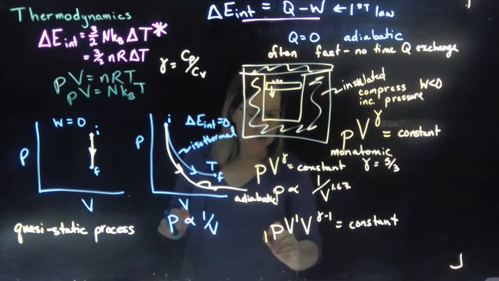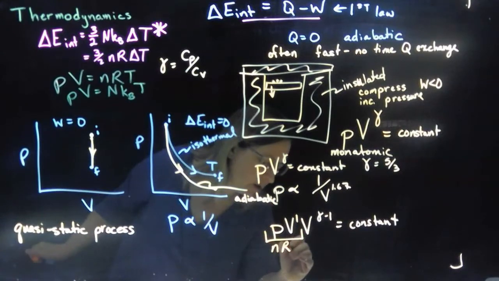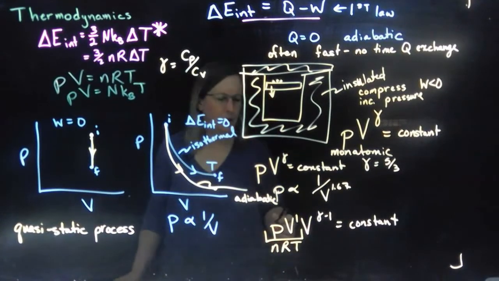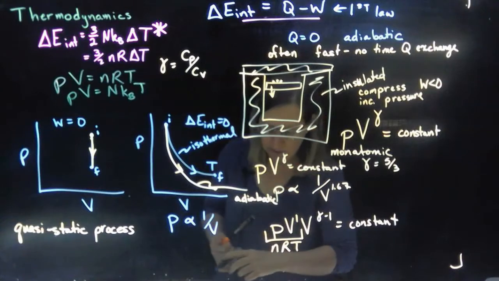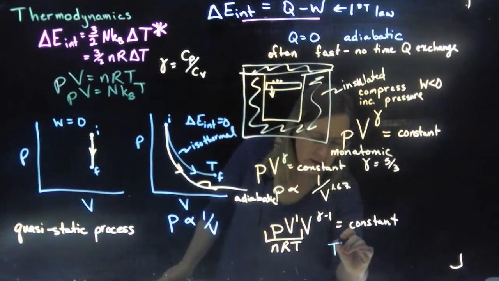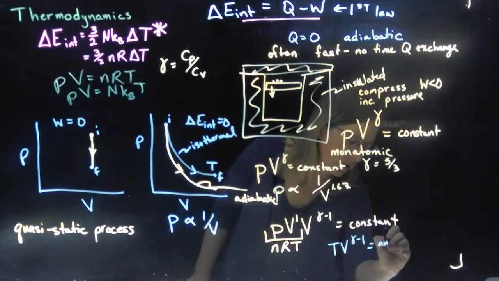And then you can substitute in nRT. And so, just by substituting that in, you can get T times V to the gamma minus 1 is equal to a different constant, another constant.